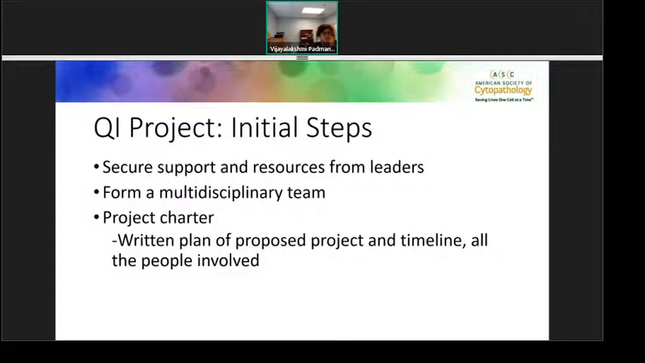And you also want to write down, have a plan for your proposed project, have a timeline, because this is all stuff that you're going to be doing on the fly, and have the names of all the people who you may have volunteered or your chair may have volunteered or who may have volunteered themselves, so that you know exactly what the project is, the timeline, and who all are going to be involved doing this.